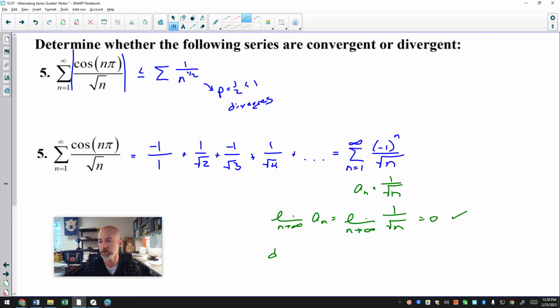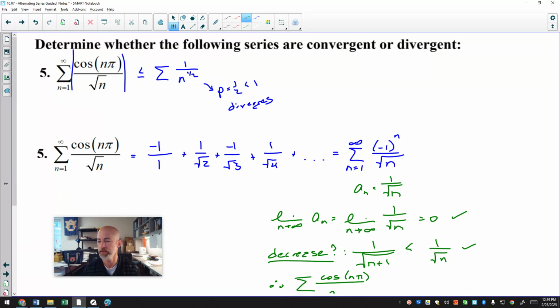And do the terms decrease? Does the sequence decrease? It will. If I plug in n plus 1, 1 over the square root of n plus 1, and I compare that to the term just before it, I have a larger denominator. The n plus first term is indeed less than the nth term. Therefore, this series, which I'm going to bring back to the original one, this series of cosine of n pi over the square root of n, does indeed converge, as n goes from 1 to infinity. So it didn't look alternating, but it actually did end up being an alternating series.